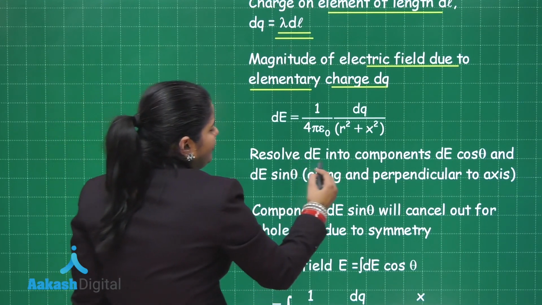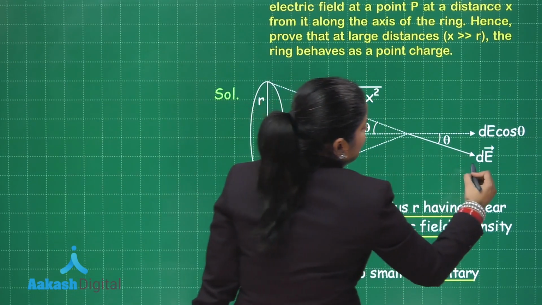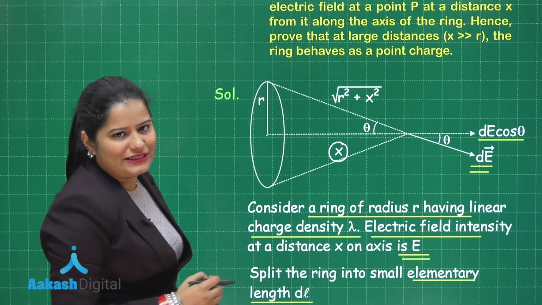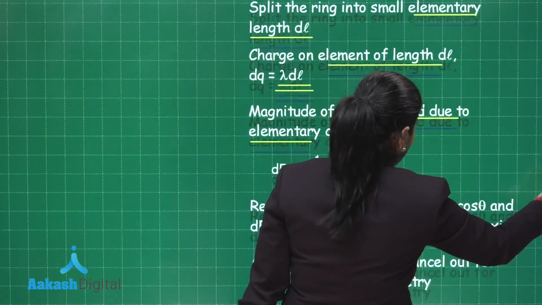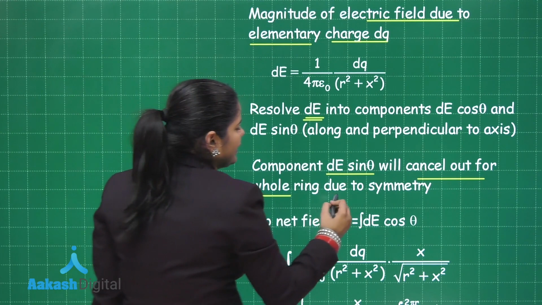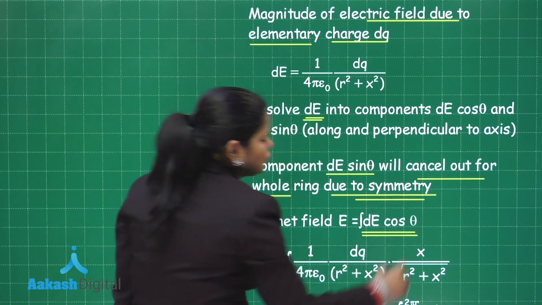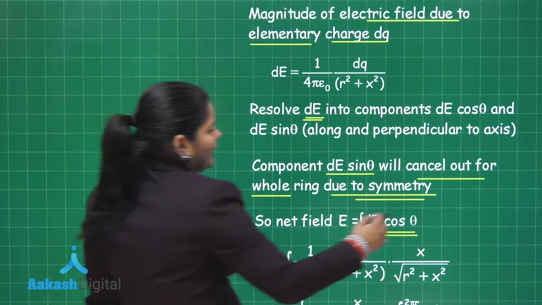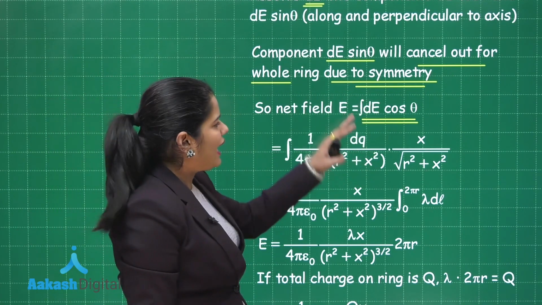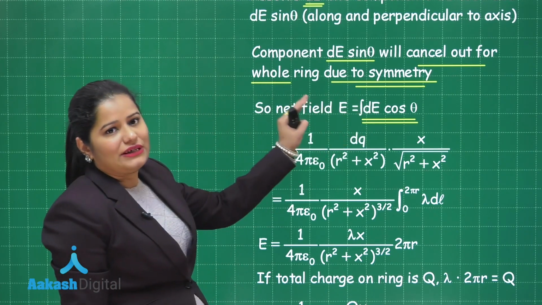Now when we resolve the components of this dE, what we are going to get here is dE cos theta and dE sin theta. Now what will happen is the component dE sin theta will cancel out for the whole ring due to symmetry, and hence the net field is going to be there due to the cos component of the electric field only. And hence what do we need to do? We need to integrate this component of the electric field to get the net electric field at that point.